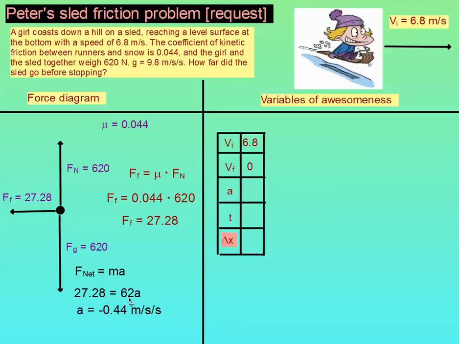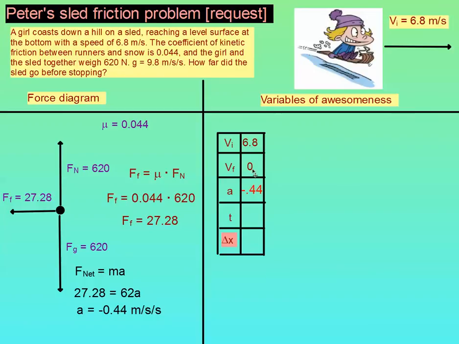So for mass, I plug in 62, and then I get an acceleration of minus 0.44 meters per second per second. The reason I put a minus there is because we know that the acceleration is going to make the thing slower, so it's opposing her current motion that's to the right. Now here's the crazy thing. All the work we just did on all this force diagram stuff, the only reason we did it, and the only reason we usually do it, is because we're trying to figure out what the heck the acceleration is, because forces cause accelerations. So if the acceleration is minus 0.44, we toss that answer over here on our variables of awesomeness, and now we have 3 of the boxes filled in.